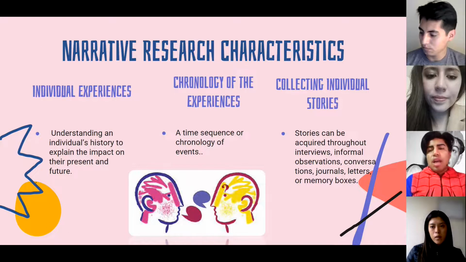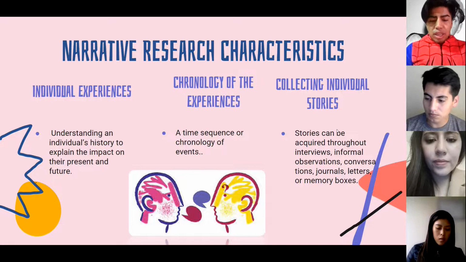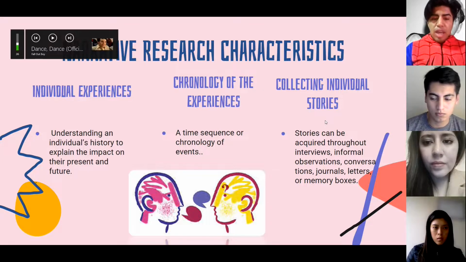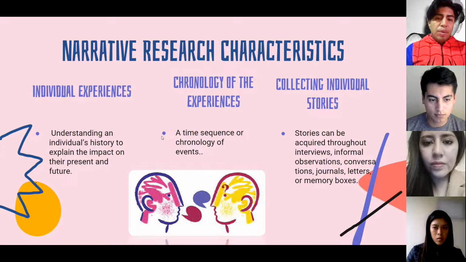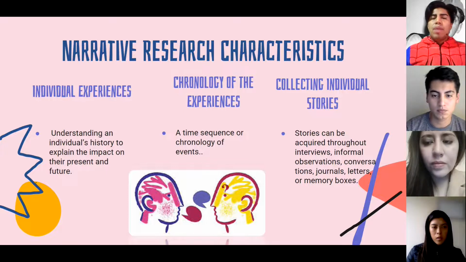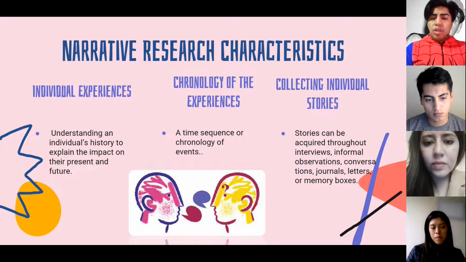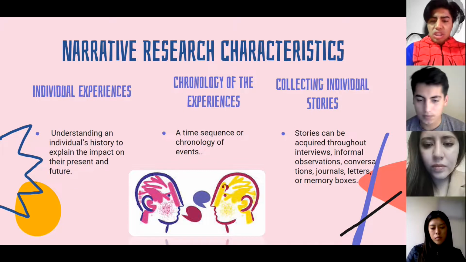Okay, in this part, I'm going to explain the characteristics of the narrative method. Narrative research seeks to understand the experiences of an individual or a character. There are six major characteristics that are essential if you want to do narrative research. The first one is individual experiences. In this characteristic, you try to understand an individual story to explain the impact of the past on the present. Chronology of the experiences deals with time and the sequence of events.